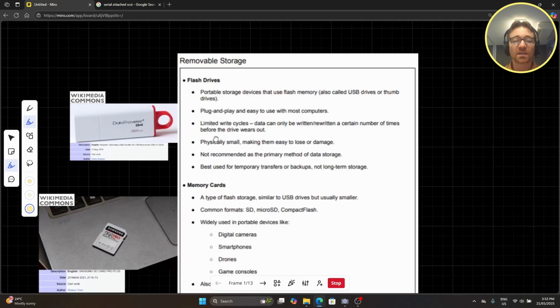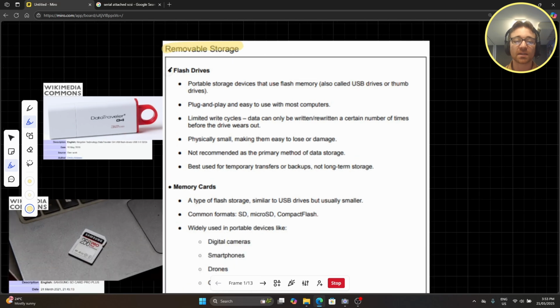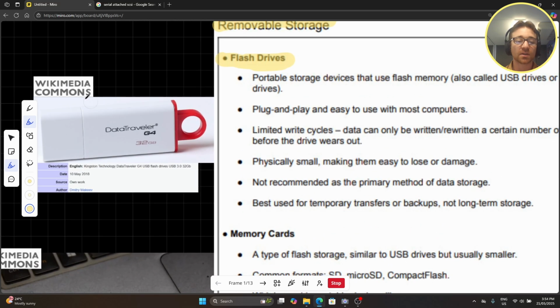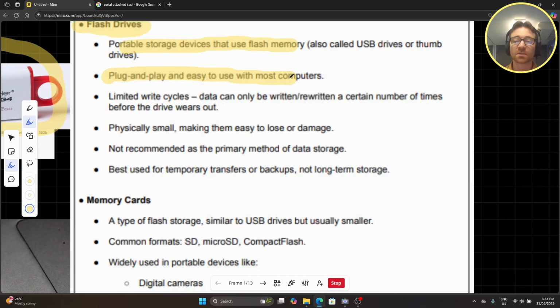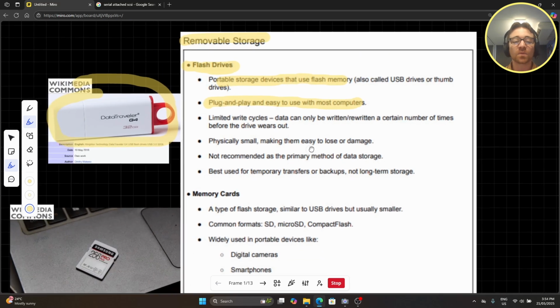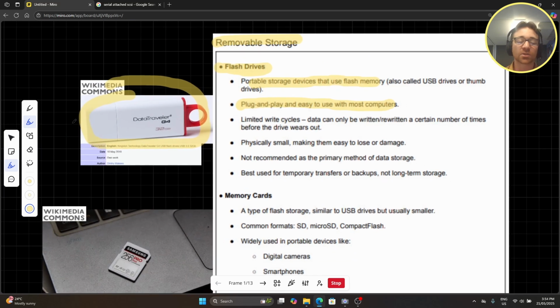The next thing we're looking at is removable storage, guys. This is where it gets easy. We've got flash drives. That's just a USB. We've all used a USB. It's a portable form of storage device that uses flash memory. Plug and play. You can just plug it in and access the data. You'll pretty much just need to hear a description of that and say, oh yeah, that's a flash drive, which is basically saying, yeah, that's a USB drive, right?